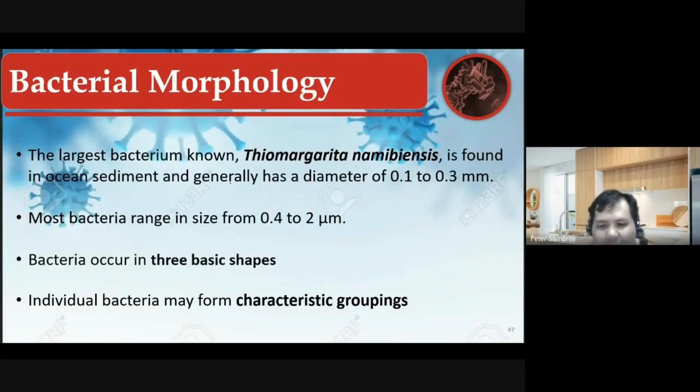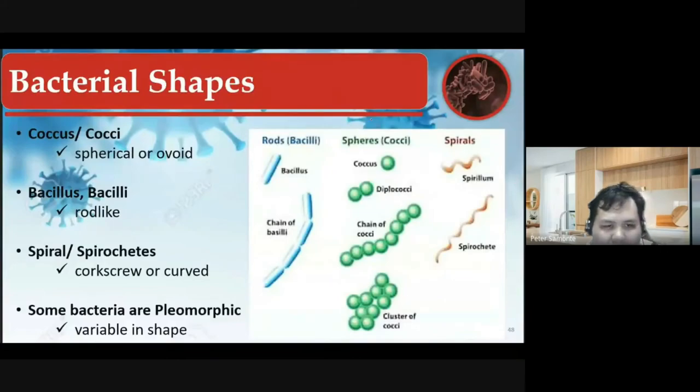Normally, class, bacteria come in three basic shapes. And you have to consider what we call characteristic groupings. Let me explain that further. Here are the three most common shapes of bacteria, class: coccus, bacillus, and spiral. Now, cocci would appear circular. Basically, they are spherical or ovoid. A single coccus is known as a coccus. If they are two, they are called diplococci. If they are in a chain, they are called a chain of cocci. And there is also a cluster of cocci.